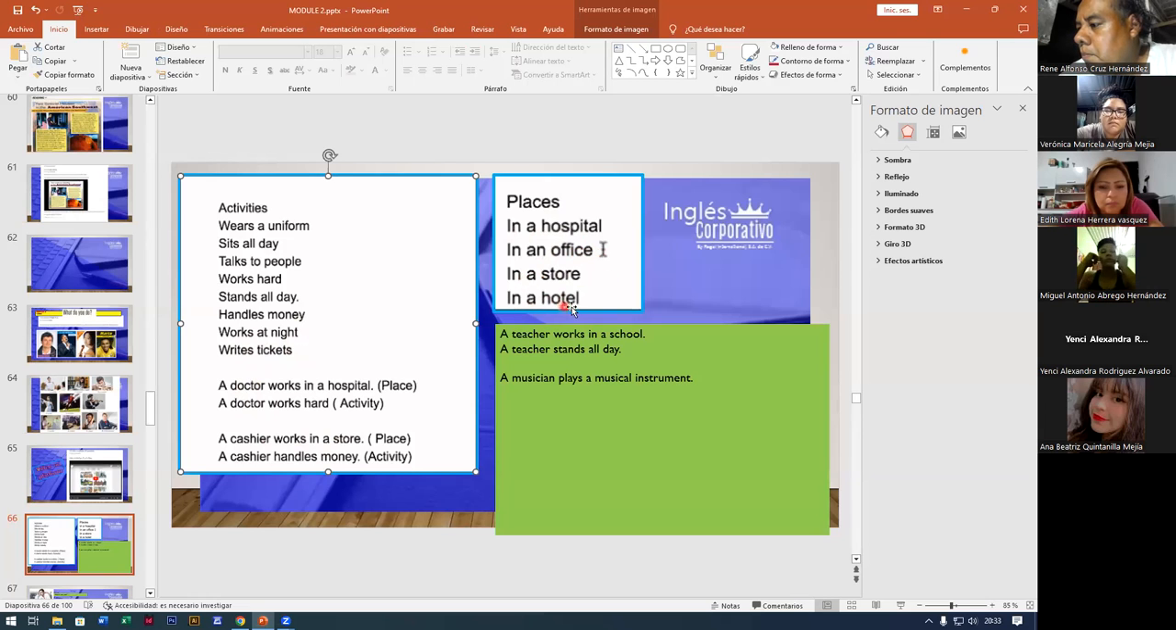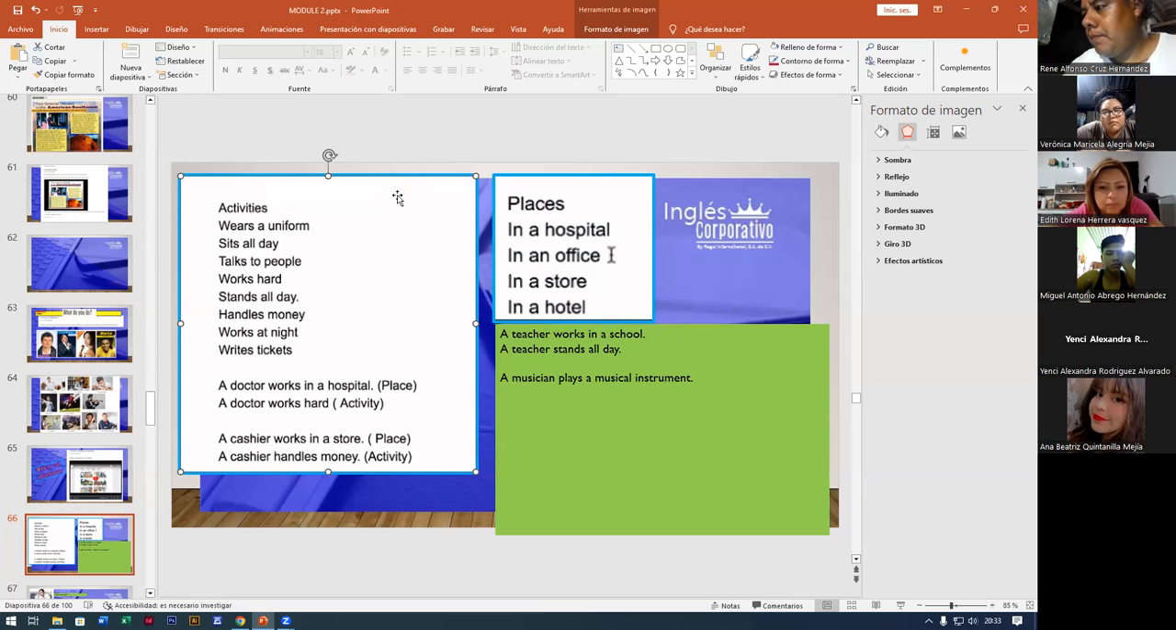in a store, in a hotel. Let's mention other places. Tell me other places, please. What other places can a person work? Example, a nurse works in a hospital. Very good. In a hospital. Okay, that's good. What else? Any other places? At the airport, for example? Yes. Other places that we can include. In the park. In the park, yes. People sometimes work in the park. What else?